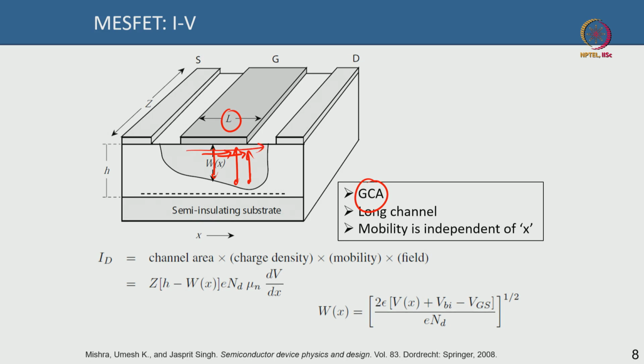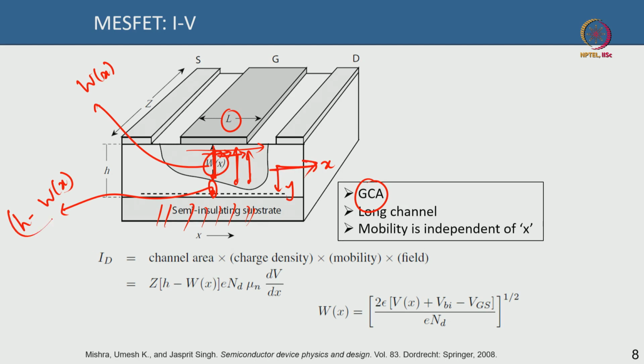Now this is your semi insulating part, so it cannot conduct, and your total channel thickness is H. You can see that there is an asymmetric distribution of the depletion width. Actually, this is not x, this is y, sorry. This direction is x and this direction is y. So at any point x, the depletion width is Wx, so the conducting area is only this. This is the conducting area, which is H minus Wx, at any point x.